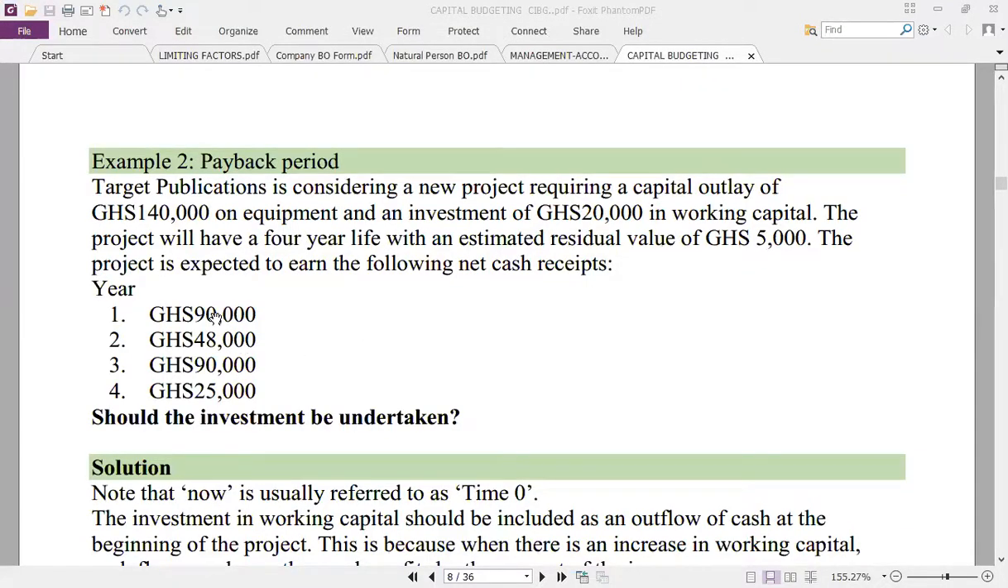So assuming that we are using discounted cash flow techniques, how are you going to make a decision out of the following data? Okay, so the data goes like this. Target Publications is considering a new project requiring a capital outlay of 140,000 cities on equipment and an investment of 20,000 in working capital. The project will have a 4-year life with an estimated residual value of 5,000 cities. The project is expected to earn the following net cash receipts.